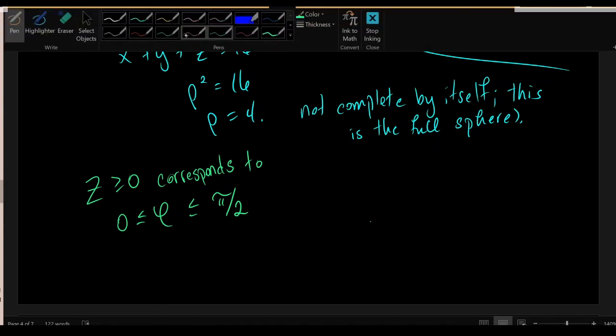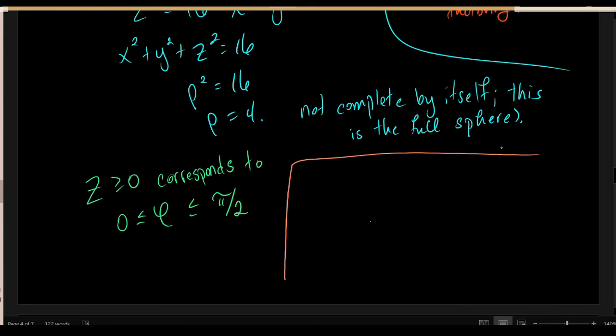So the final answer would consist of these two pieces of data together. The equation corresponding to the upper hemisphere would be that the rho value has to be equal to 4, and we also require that the phi value does not exceed 90 degrees. These two together give you the upper hemisphere.